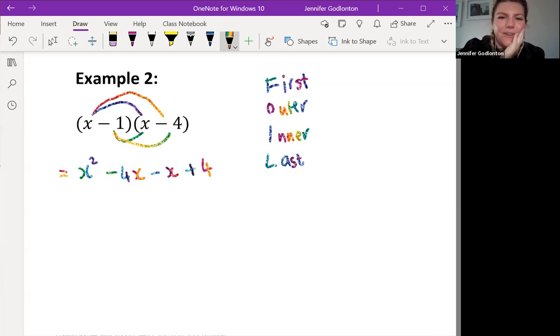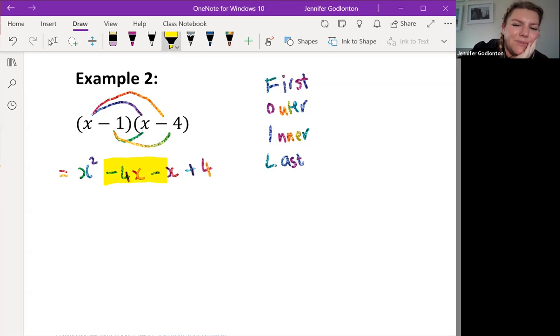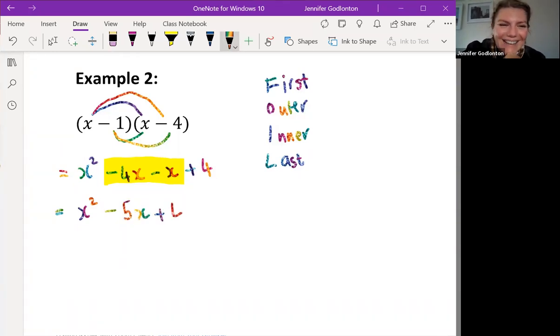Well done. Okay, so now I'm going to have these two as my like terms. So what's my final answer going to look like? Ma'am, your final answer is going to be x squared minus 5x plus 4. Minus 5 what? Minus 5x. Yes, well done. Beautifully answered, Unati. Thank you.